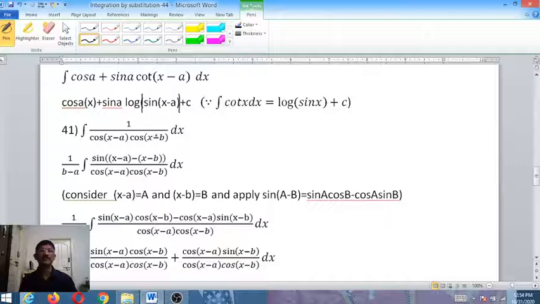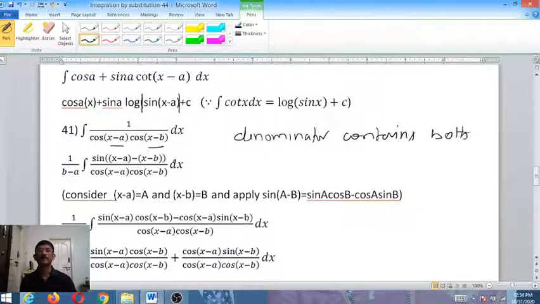Here in the numerator there is no cos or sin. But in the denominator you are having x minus a and x minus b. And both are cos. The denominator contains both cos functions. So then take the numerator as a sin function.